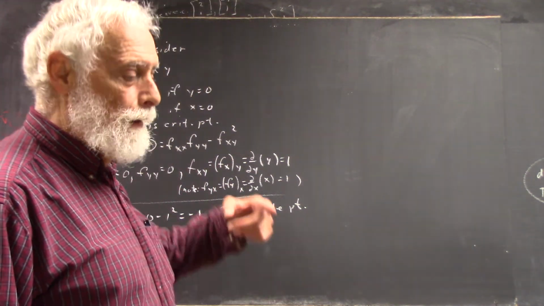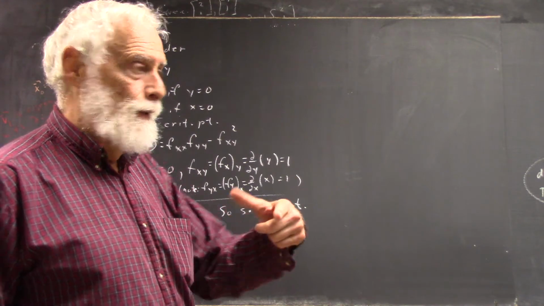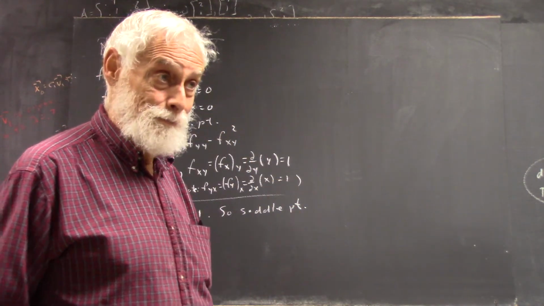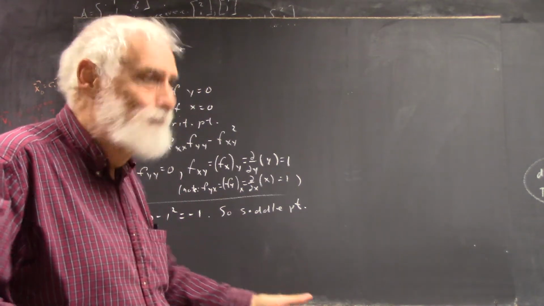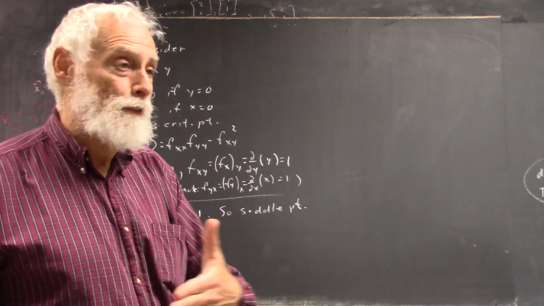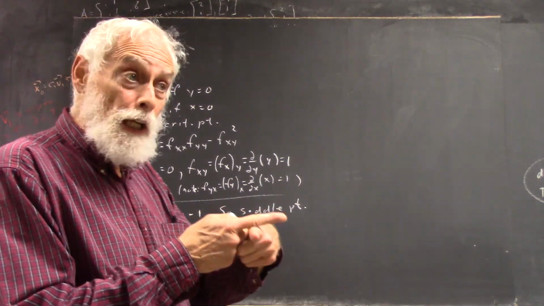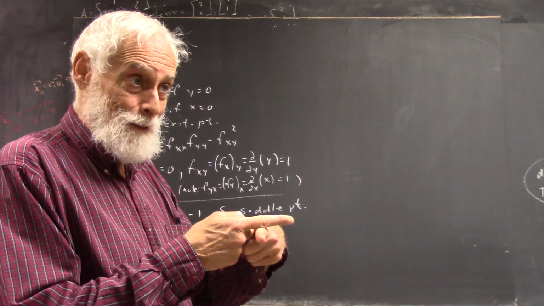The function is level in the x direction, so the x-axis is part of the graph. If y equals 0, f of xy is 0, and similarly here. So the graph is on the axes, okay?